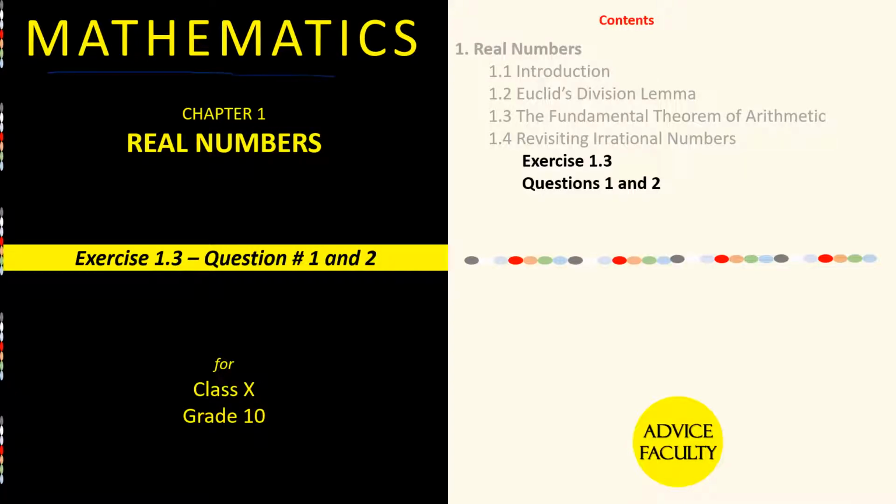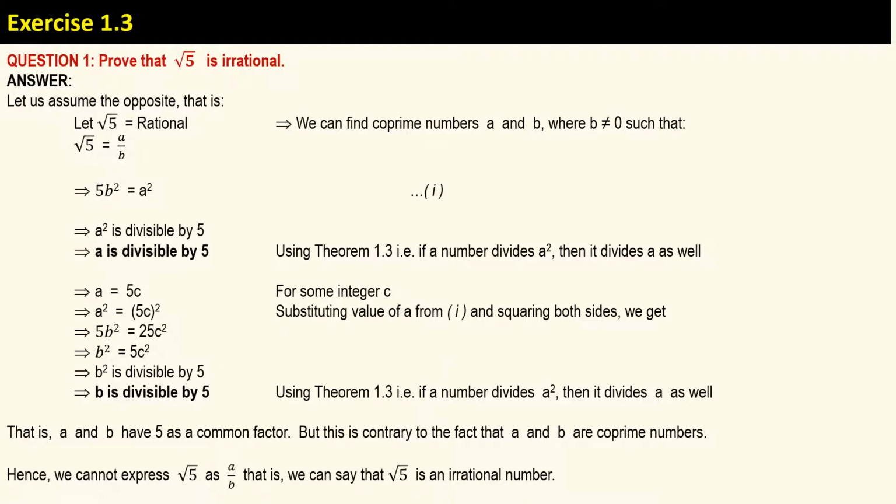Welcome to this session on mathematics, chapter 1 on real numbers for class 10. We are doing section 1.4, revisiting irrational numbers, exercise 1.3, questions number 1 and 2. Question number 1: Prove that square root of 5 is irrational.